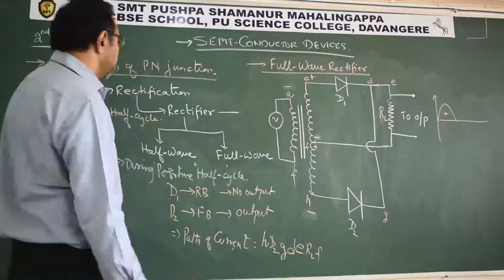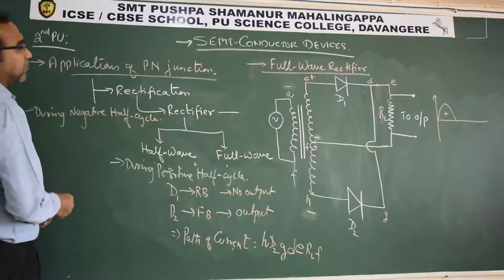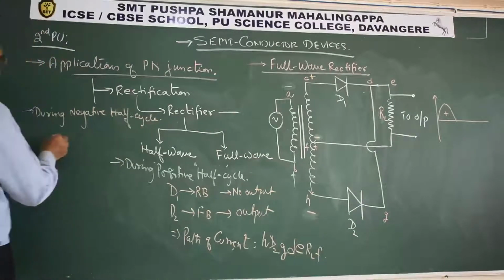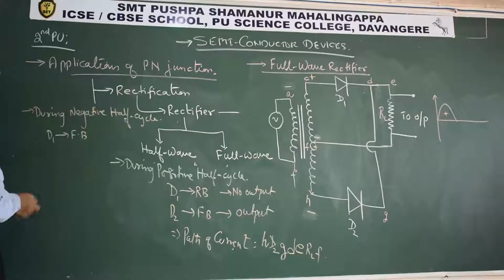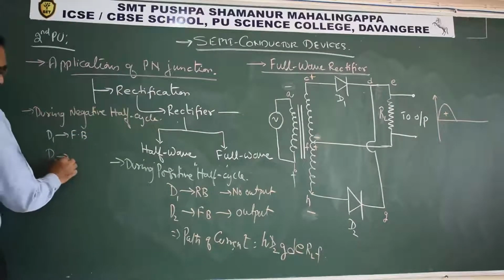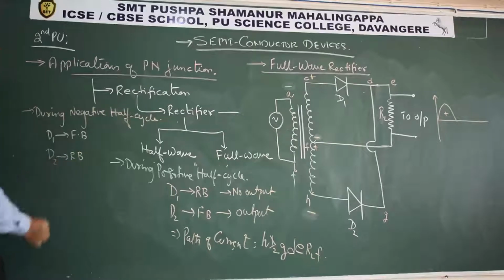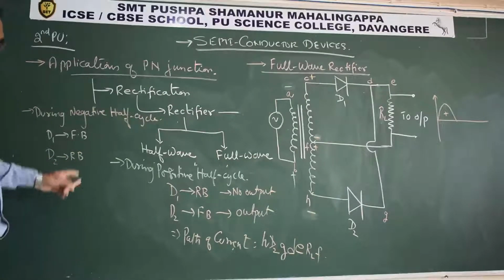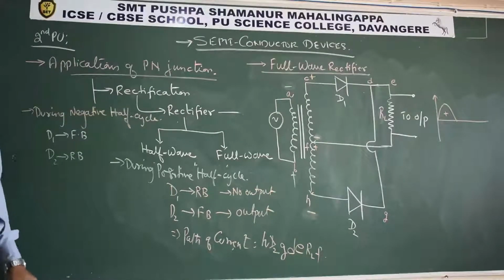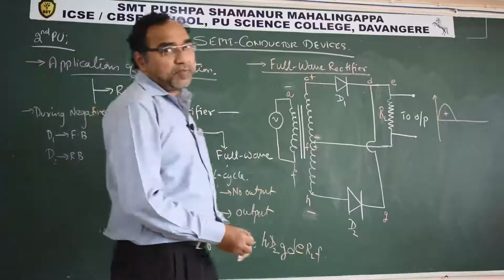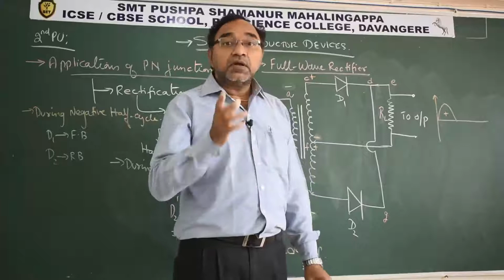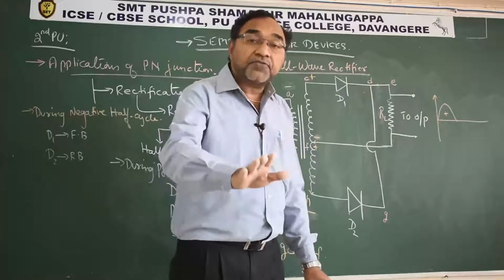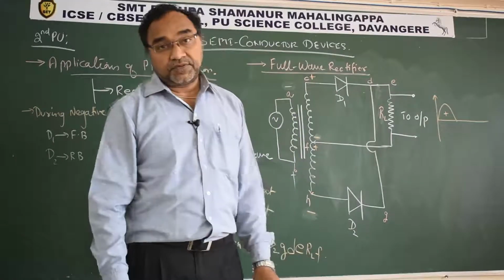Correct. Now let us see. During the negative half cycle, what do we find? D1 is forward bias while D2 is reverse bias. So D2 will not conduct. D1 will conduct, which means that whether it is a positive lobe fed to the primary or the negative lobe, the diode is conducting in both the cases.